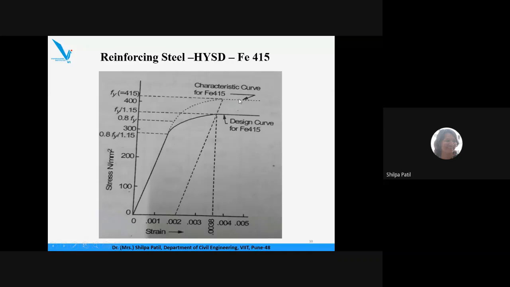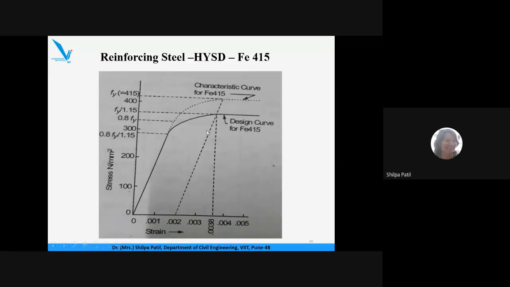Okay. The curve shown by the dotted line is actually the characteristic curve. It means whatever curve we obtain through experiments. To these values of yield stress and ultimate strain, we apply the safety factors. For steel, the safety factor is 1.15. By dividing the yield strength Fy by 1.15, the value we obtain is called the design strength for steel. And the corresponding curve is called the design curve.